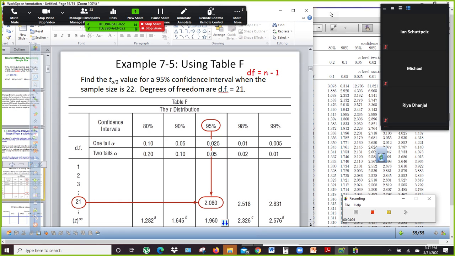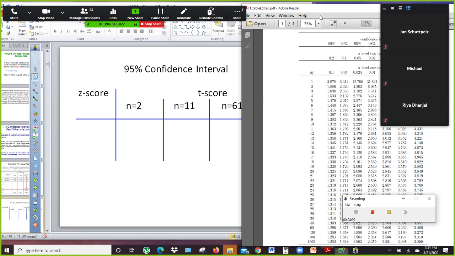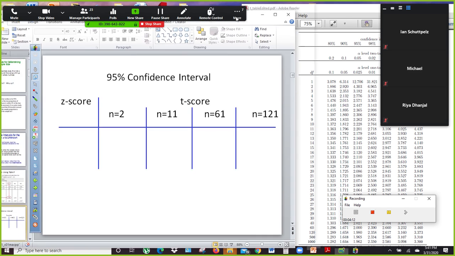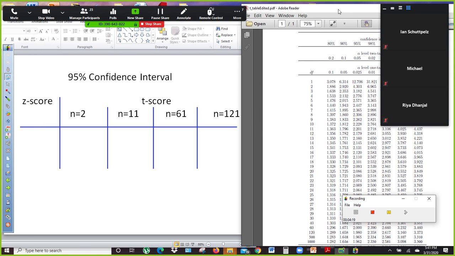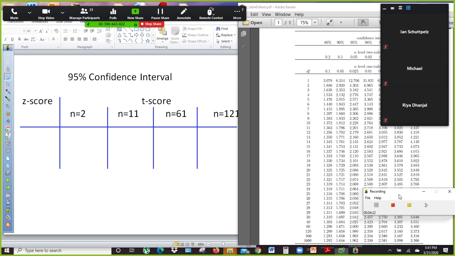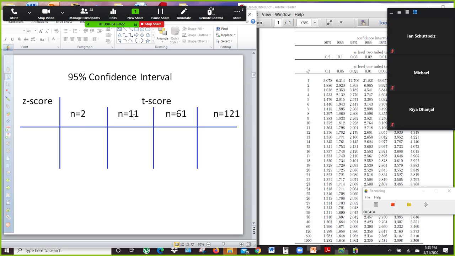So here is the T table over here on the right. I want you guys to go ahead and fill out this part, find these numbers using the T table. So you should all have this handout. I'll move this over a little bit so you can see it. And this is the T table. This will give you all the numbers you need. So I'm going to give you guys 2 minutes to use this T table. Again, it's a confidence interval. So find a confidence interval that you want. This is 95%. Figure out your degrees of freedom. So when n is 2, when n is 11, n is 61, and n is 121, find the T-score for those. 2 minutes. Go ahead.